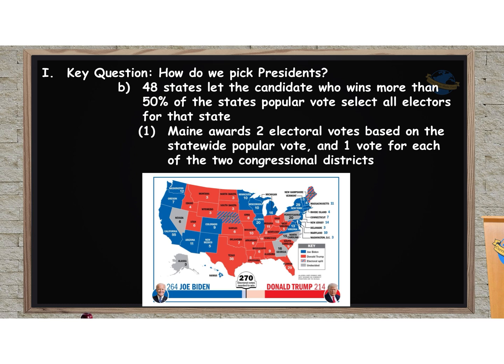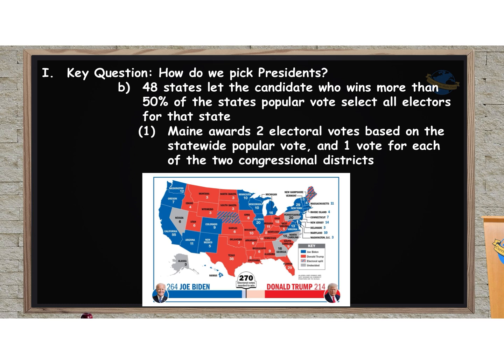Maine likes to do things a little bit different because, again, federalism allows each state to make these election decisions for themselves. So Maine, for instance, has 2 electoral votes based on a statewide popular vote, and then they award 1 vote for each of the 2 congressional districts in Maine. So they have 4 votes for president. 2 of the votes are decided by whoever won the popular vote in the state, and the other 2 votes are based on whoever wins the popular vote in each of their congressional districts.